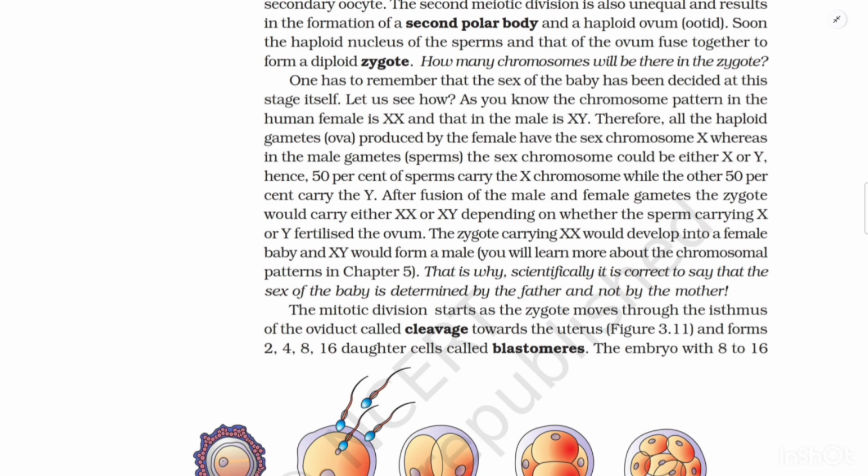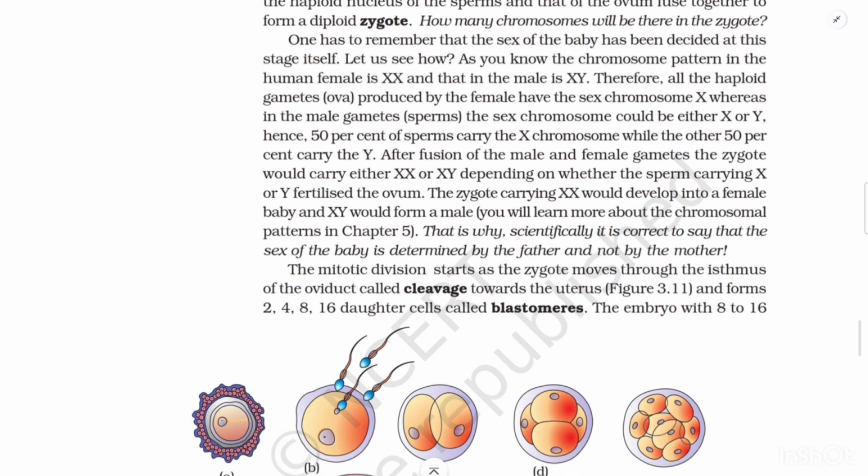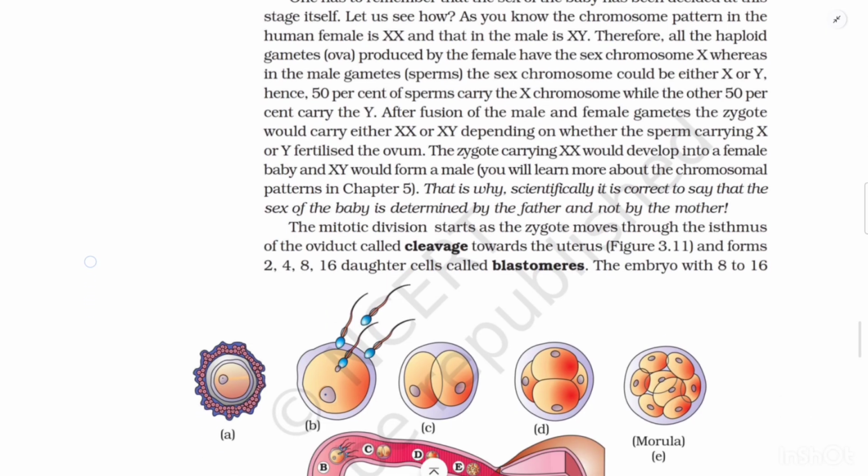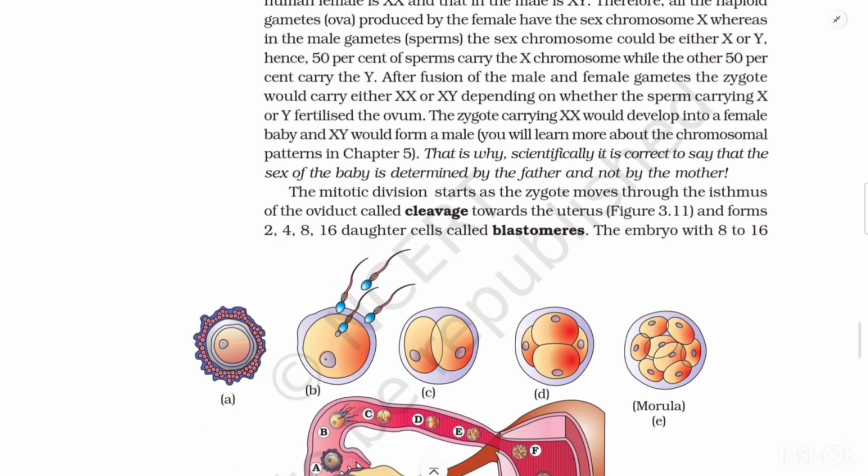Let us see how. As you know, the chromosome pattern in the human female is XX and that in the male is XY. Therefore, all the haploid gametes, ova, produced by the female have the sex chromosome X, whereas in the male gametes, sperms, the sex chromosome could be either X or Y. Hence, 50% of sperms carry the X chromosome while 50% carry the Y. After fusion of the male and female gametes, the zygote would carry either XX or XY depending on whether the sperm carrying X or Y fertilized the ovum. The zygote carrying XX would develop into a female baby and XY would form a male.